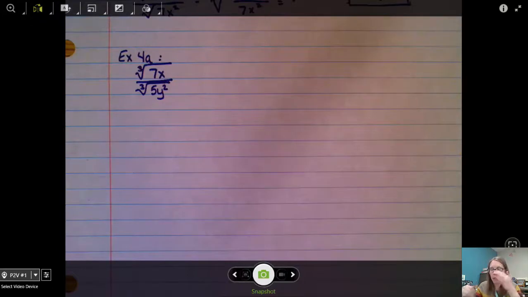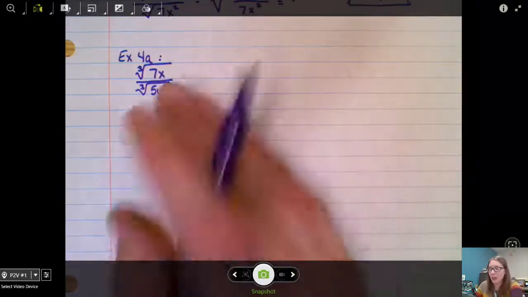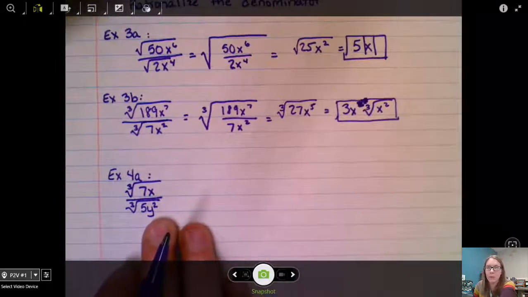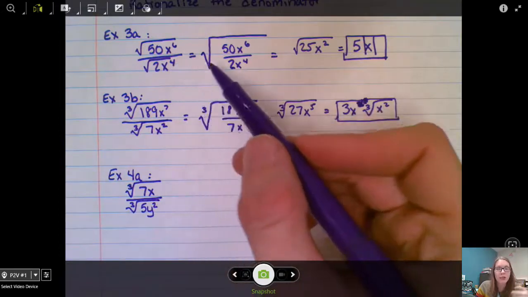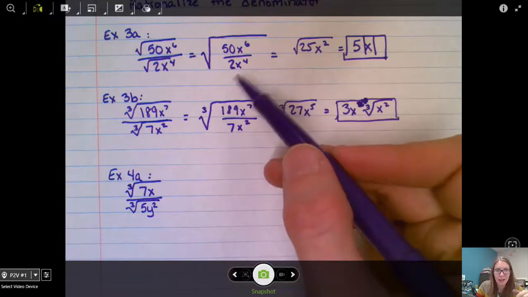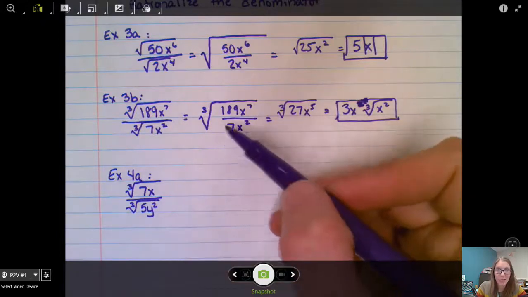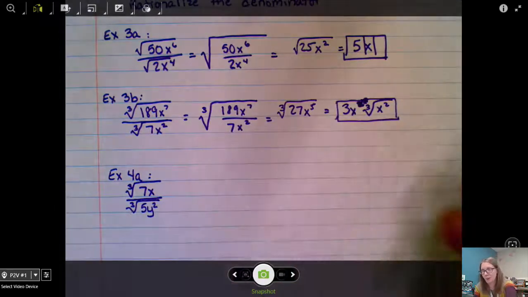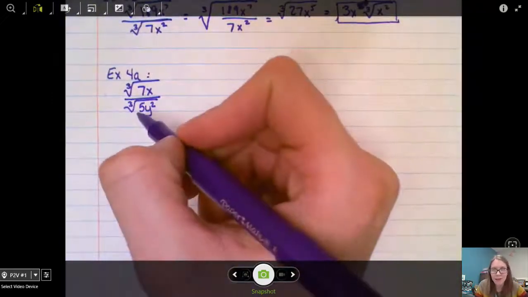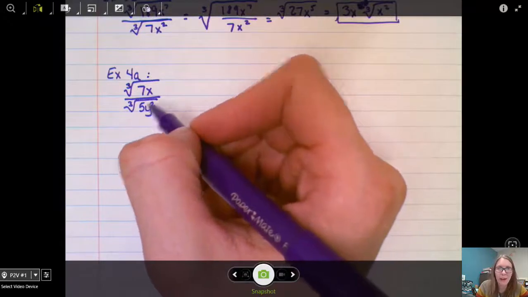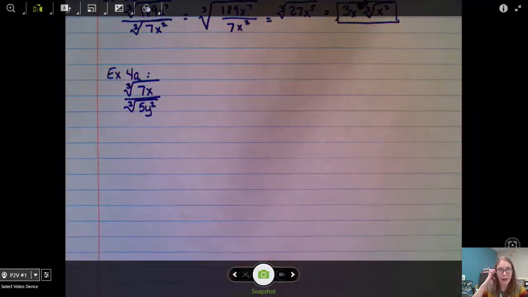My first situation, I could, in theory, write this as one gigantic cube root, like what we did up here. In example 3a, we took our original problem and wrote it as a gigantic square root and simplified. 3b, if you watched that one, we had the cube root. We wrote it as a gigantic cube root and simplified before. But in example 4a here, even if I did that, my 7 over 5 couldn't simplify. I have an x on top, y squared on the bottom. I'm not going to be able to simplify.